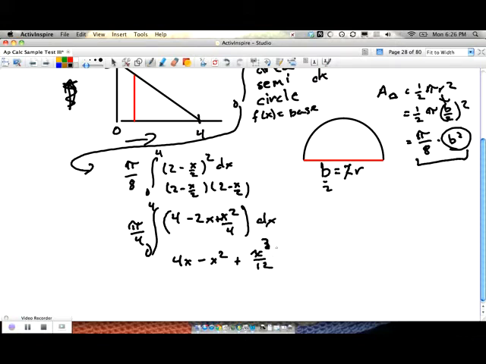Evaluating that from 0 to 4. And we're going to multiply all of it by pi over 8. A couple of things to remember. Because we have a 0 on the bottom and each of these terms has a 0, the last half of it is going to be minus 0. We just really need the first 3 terms.